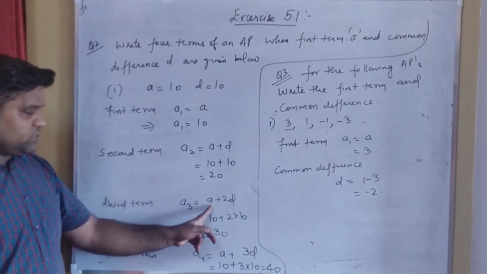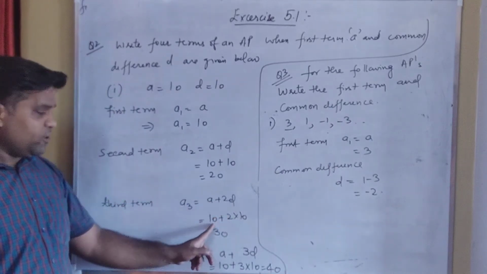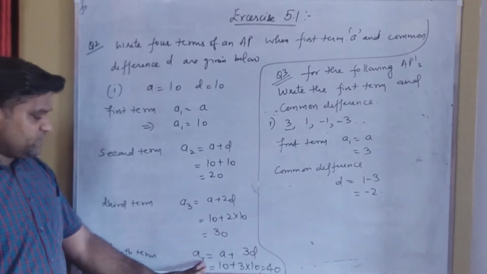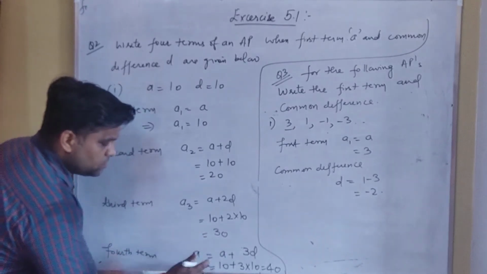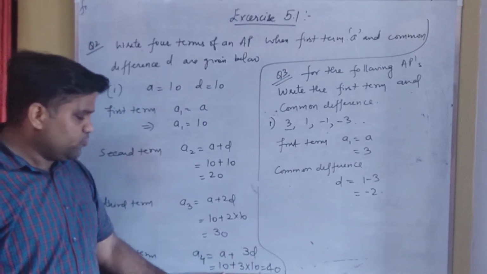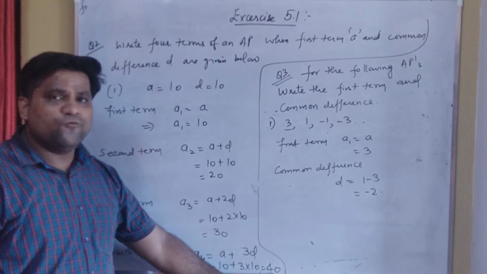So our third term is given by A plus 2D. On putting all the values, we get 30. And similarly, our fourth term, which is A4, we write as A plus 3D. And on putting that value, we get the value of 40.